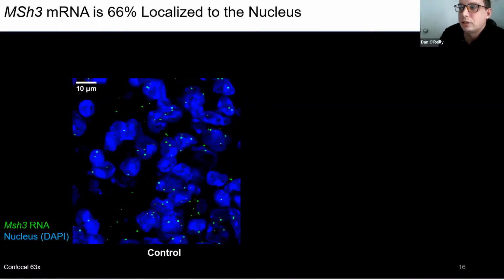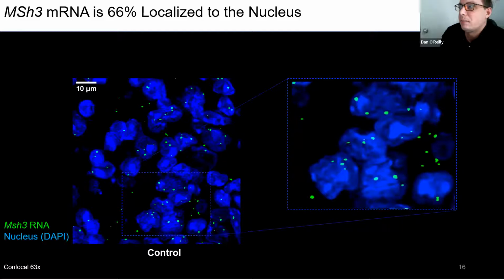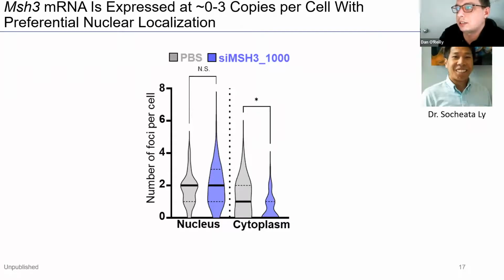We looked at the localization of the MSH3 mRNA, and we can see that it's primarily nuclear localized, with 66% localized to the nucleus. You can see in more detail here that mostly the foci are in the nucleus, whereas only a small amount are in the cytoplasm. And we can quantitate the silencing based on the amount in the foci. Once in the cytoplasmic foci, when treated with siMSH3 1000, we see robust silencing of the number of foci per cell, which is really exciting.